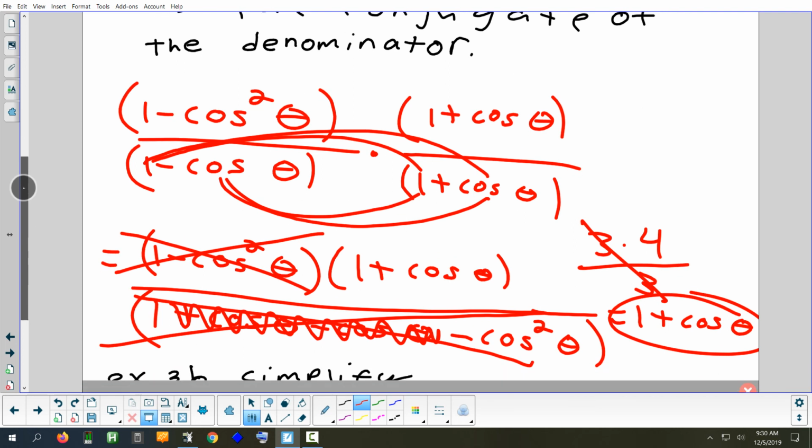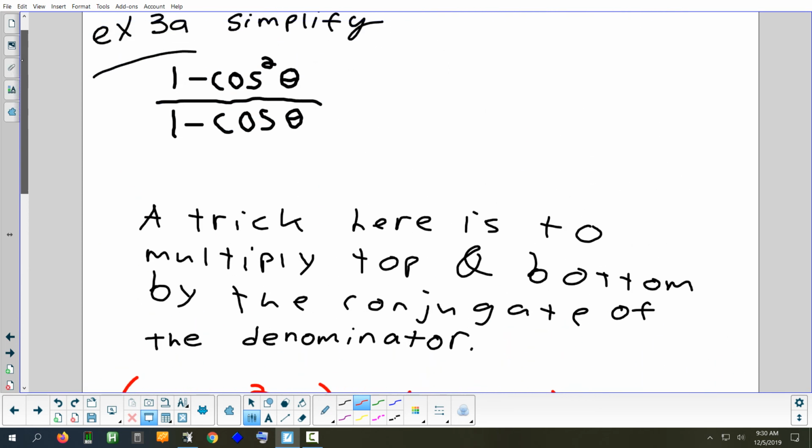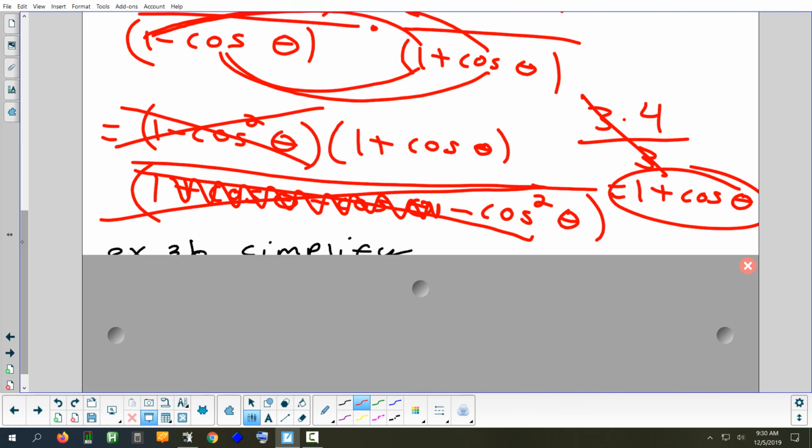So it doesn't look a lot more simplified, but look at what we started with. We had a fraction. We had 2 trig functions. The top one was raised to the second power. The bottom one was just to the first. And now we ended up with just a single trig function with a plus 1. That is a little bit simpler than what we started with. But you can't simplify it any more than that. That's it. Okay. Any question on that?